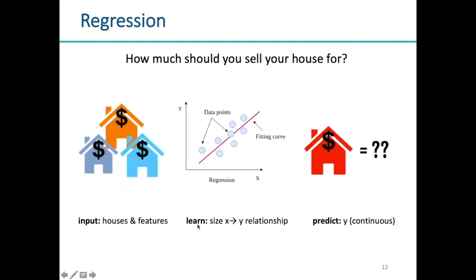And what we are going to learn is a relationship between these features and price. So how is the relationship between the size and price of the house? This is a regression model, and we are going to find the best curve to fit these data. So we can use this curve in order to predict the price of a new home or your home. And as you see, the price of your home is a continuous value.